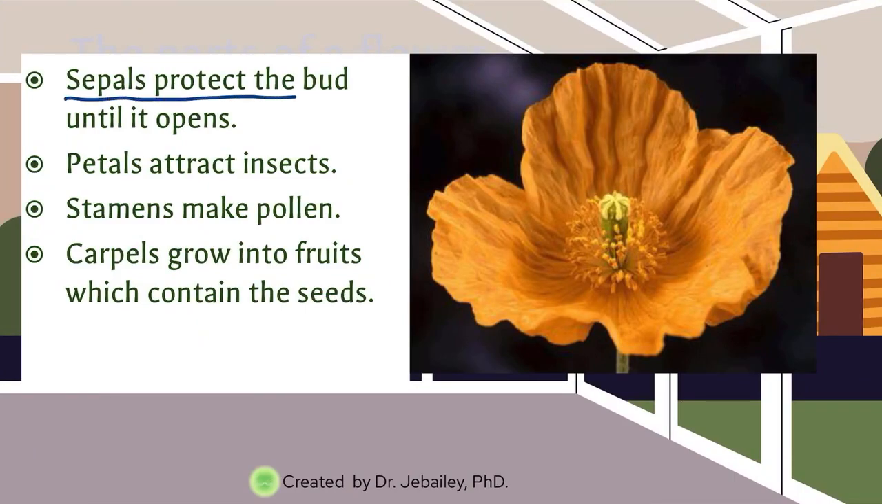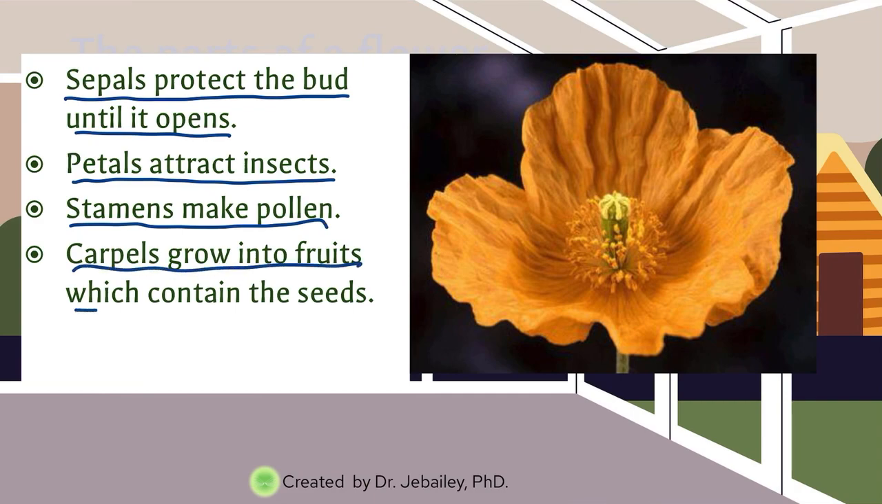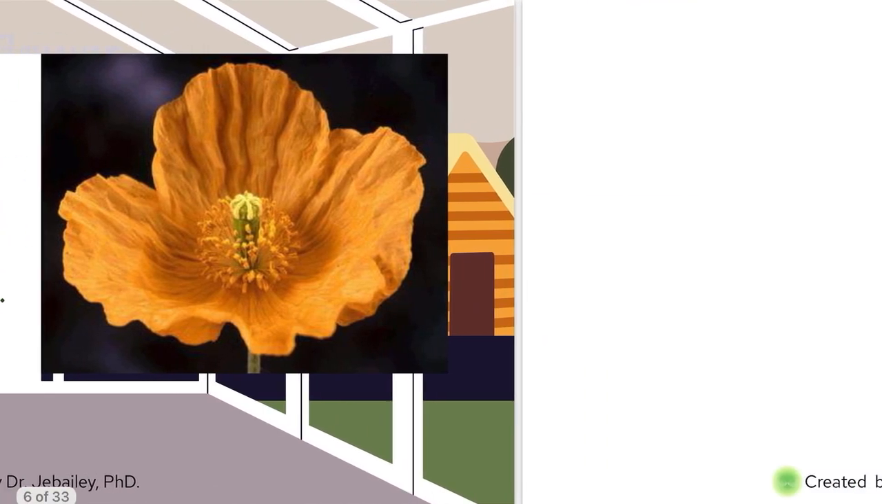So before I do, let me just get clear about what the sepal does. The sepal protects the bud until it opens. We also have the petal that attracts the insect. We have the stamen that makes the pollen, and the carpels that grow into fruits which contain the seed. So this is the general idea about each one of them. But now let's look and be able to draw.